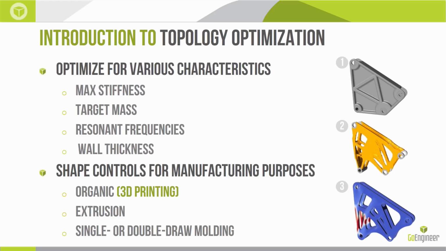The shape controls that I mentioned, you can have zero shape controls, which would deliver an organic shape suitable for additive manufacturing. You can do an extrusion shape, which would be suitable for machining. Or you can do single or double draw molding, which would be suitable for casting or metal injection molding or plastic injection molding.